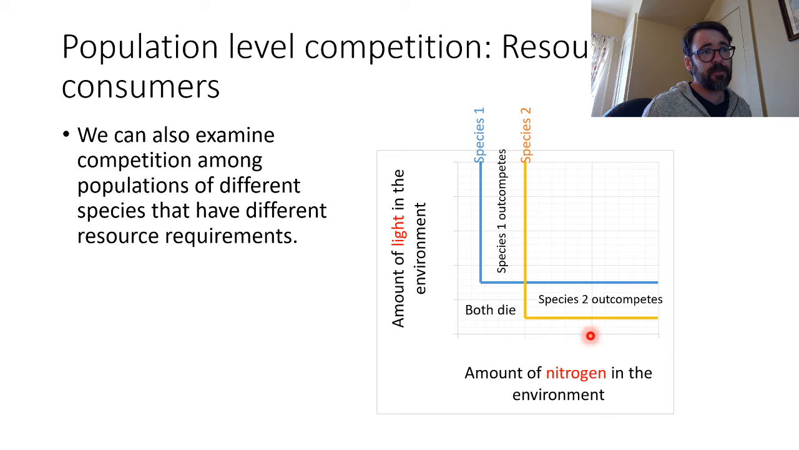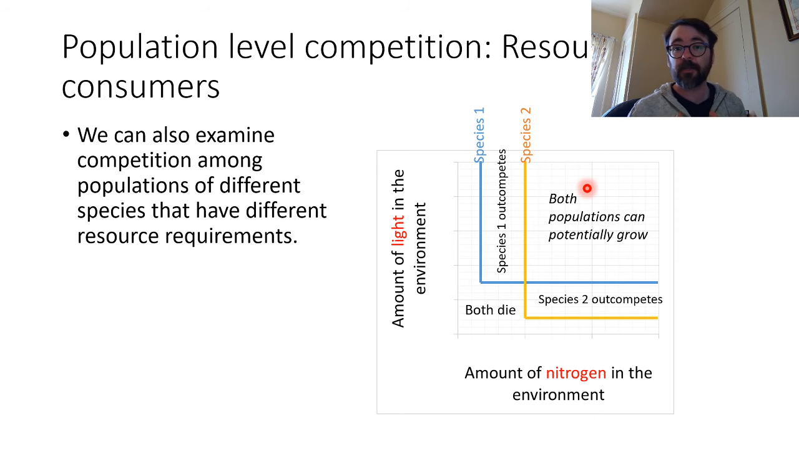Down here below the two ZNGIs in this kind of W-shaped area is where everybody dies because there's not enough light or nitrogen for anybody to persist. And then what's cool is you get this region out here where both populations can potentially grow and potentially coexist, forming a community. Remember, we're on the road to communities in this lecture.